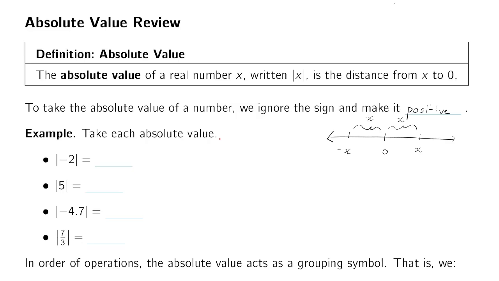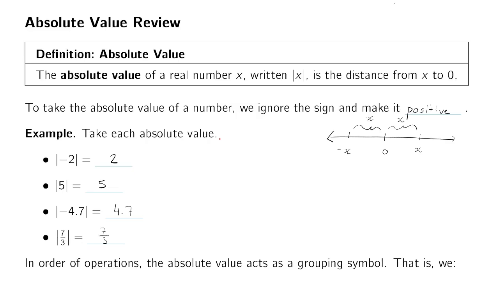So if we take the absolute value of negative 2, that's positive 2. If we take the absolute value of positive 5, that's positive 5. If we take the absolute value of negative 4.7, that's positive 4.7. If we take the absolute value of 7/3, that's just 7/3. Absolute value of something negative, make it positive. Absolute value of something positive, also make it positive.